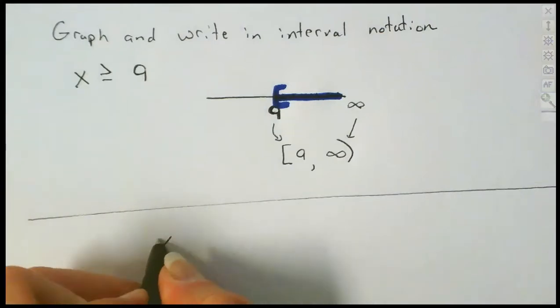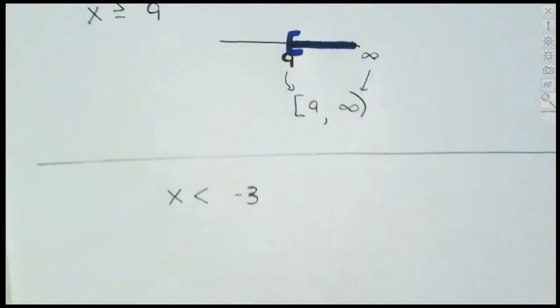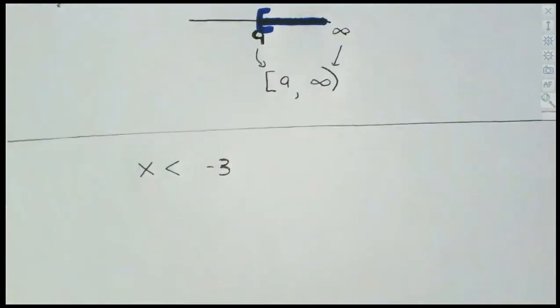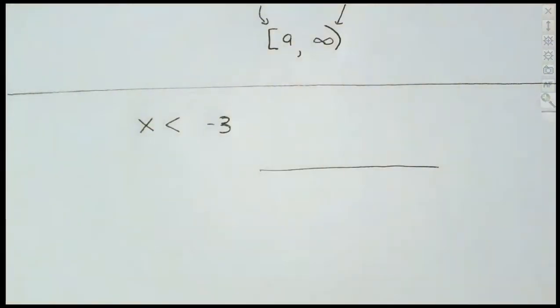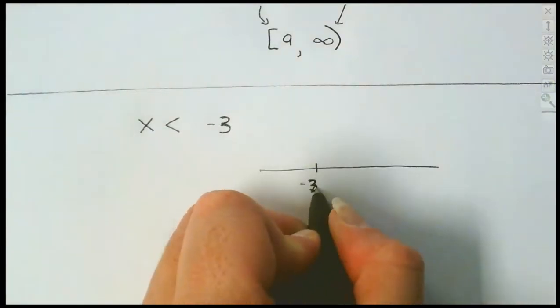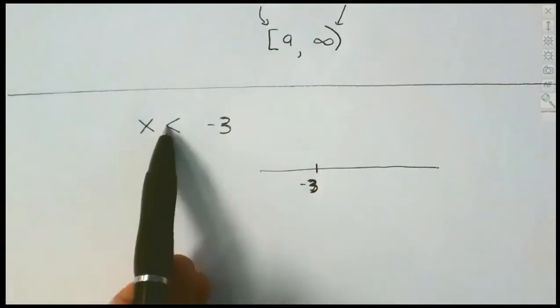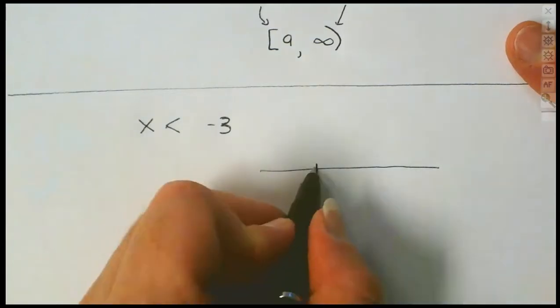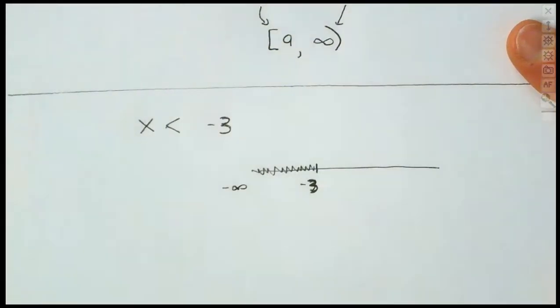So let's say we want to graph x is less than negative 3. So we want to graph this one. What are we going to do? So here's our number line. We find our negative 3 somewhere. You don't have to be super careful about where it is. You just want to find the negative 3. And what do we know? Which way is it pointing? It's pointing towards the x, pointing back to the left. So that's the way we're going to have to shade. So we're going to shade back to the left. And that goes to negative infinity.